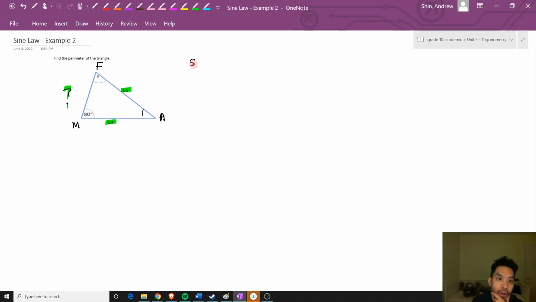We can write out the corresponding formula for this. I'm going to be solving for an angle first, so I'm going to write the angles on top. So sine of big F over small f equals sine of angle A over side A, and sine of angle M over side M. Now that we've chosen the sine law, we can fill in what we know. I do not know what angle F is, so I'm going to leave that as angle F. We have side F over here, which is 14.